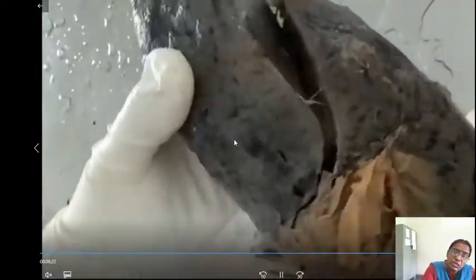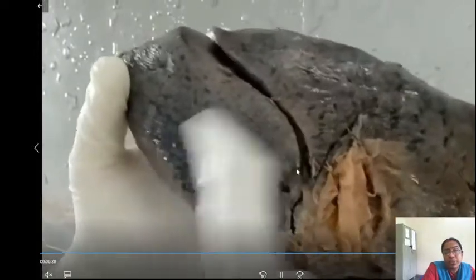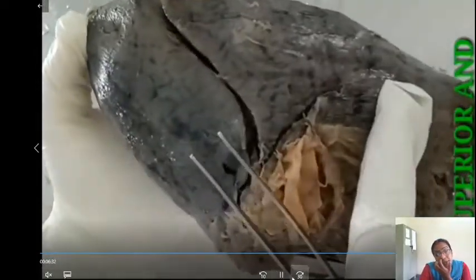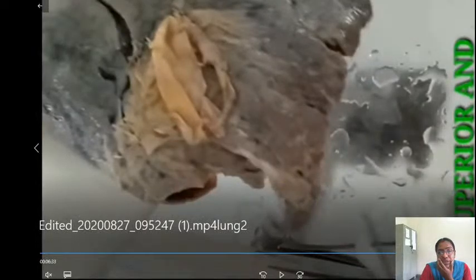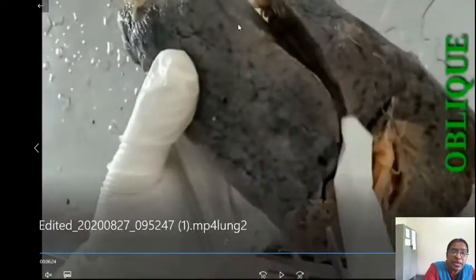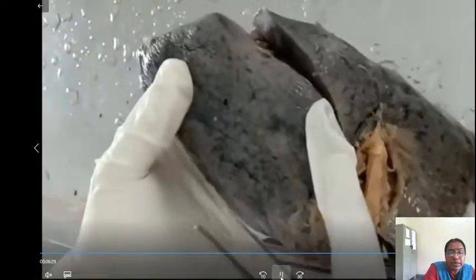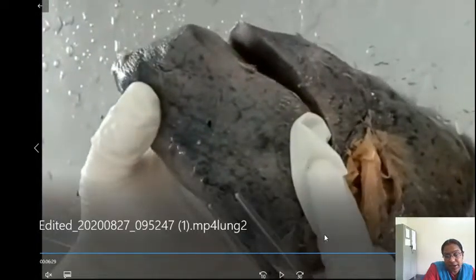When you see the costal surface of the left lung, it consists of a fissure. This is an oblique fissure, which divides the lung into two lobes, a superior lobe and an inferior lobe. This oblique fissure extends from about 6 centimeters below the apex to the inferior border.